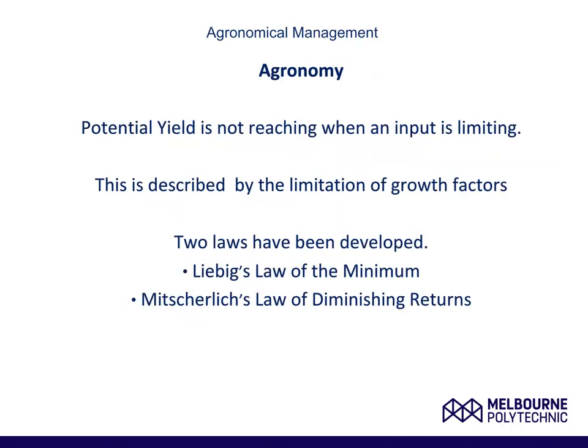Potential yield is not reached when an input is limiting. This is described by a concept called the limitation of growth factors. There have been a number of laws developed in order for us to begin to understand these. Liebig's law of the minimum is one, and Mitscherlich's law of diminishing returns is a second. There is a reference and a link in your lecture notes, The History of Soil Science, which gives an overview of this component.